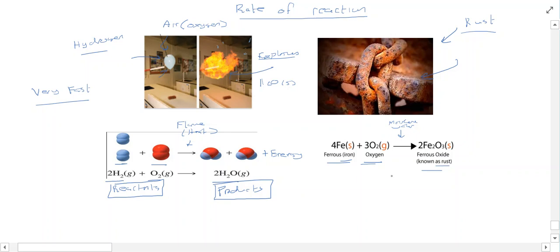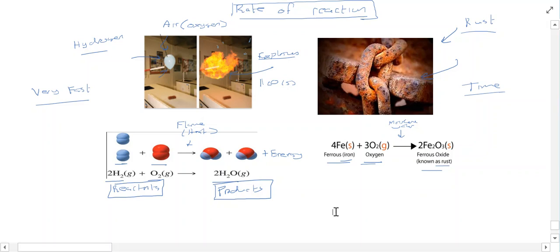But nonetheless, both of these things are chemical reactions. The only thing that's different, besides the reactants and the products, is the time it takes for this to happen. And this time, in relation to how fast a reaction happens, is what we mean by rate of reaction. It's how quickly, or how much time it takes for the reactants to be converted into products. And this is what we mean by the rate of reaction.